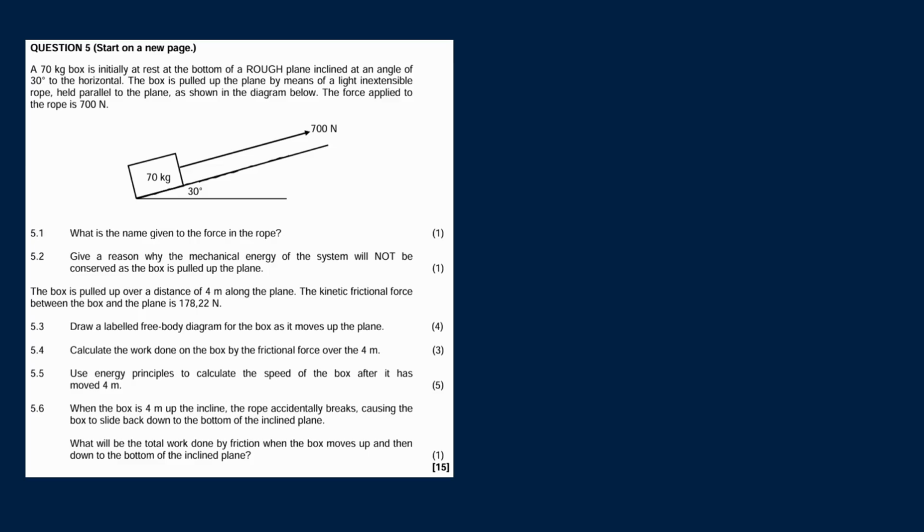5.1. What is the name given to the force in the rope? The force in the rope is called tension because the rope provides a tensional force. You know that. 5.2. Give a reason why the mechanical energy of the system will not be conserved as the box is pulled up the plane. Simple. It's because there are non-conservative forces present.